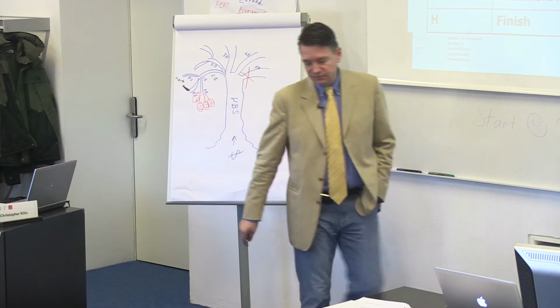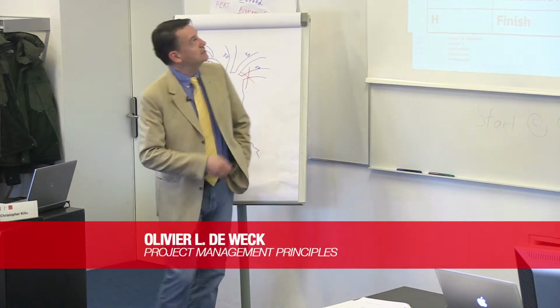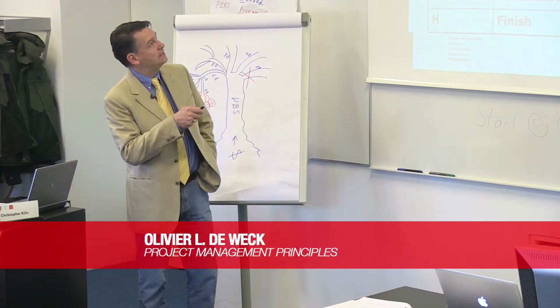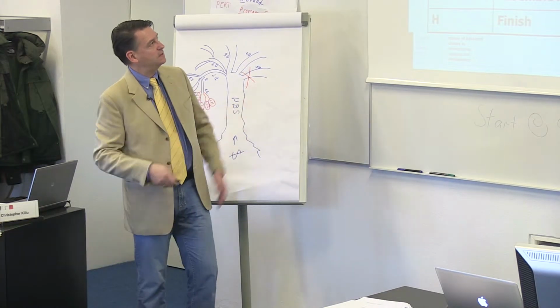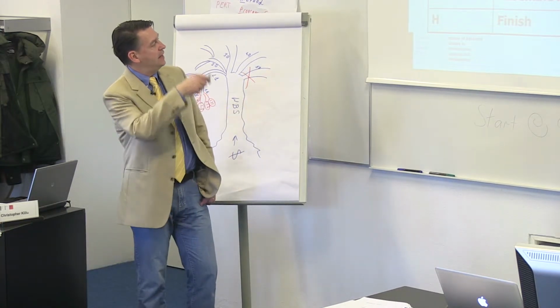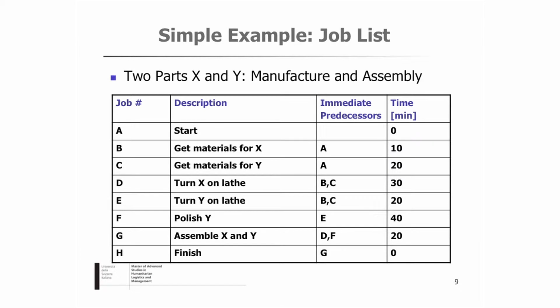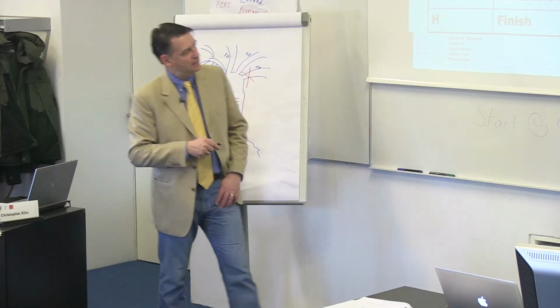For example, let's say that there's a very simple project task to take two parts, X and Y, manufacture and assemble them together. Here are the jobs, A through H. Description: start, get materials for X, get materials for Y, turn X on a lathe, turn Y on a lathe, polish Y, assemble X and Y, finish. These are the immediate predecessors and time required in minutes for each of the jobs.